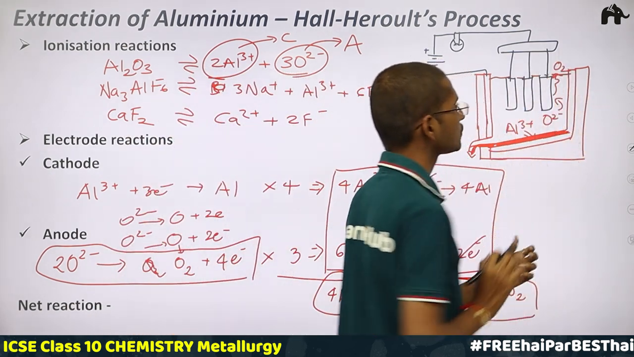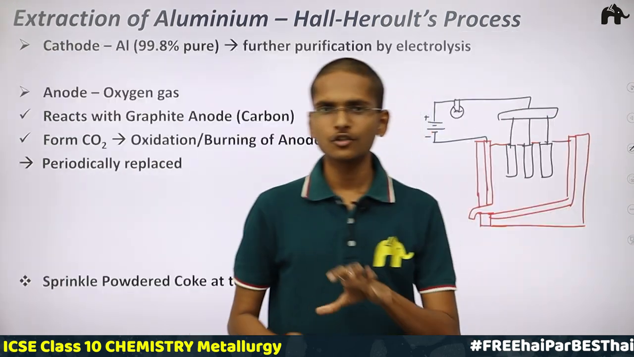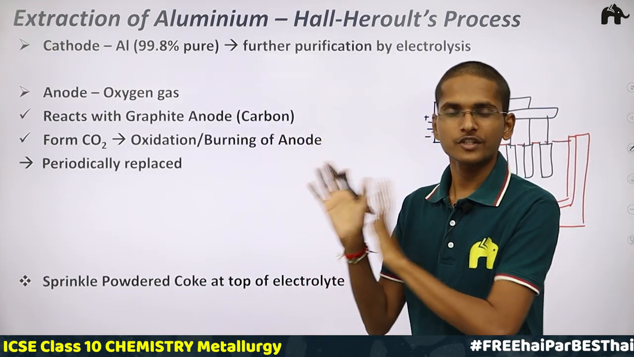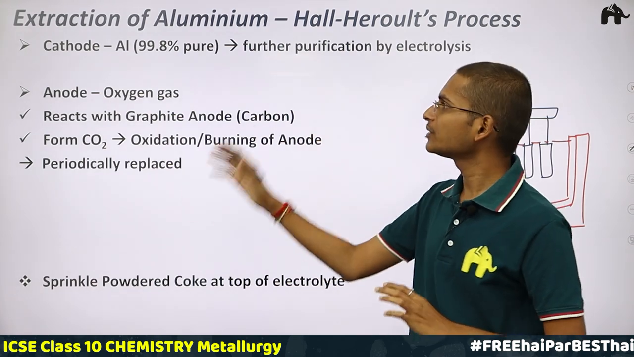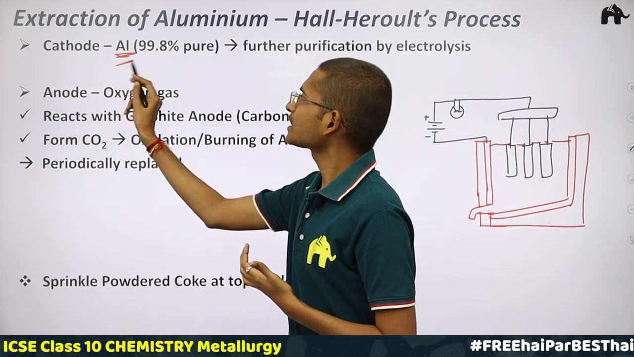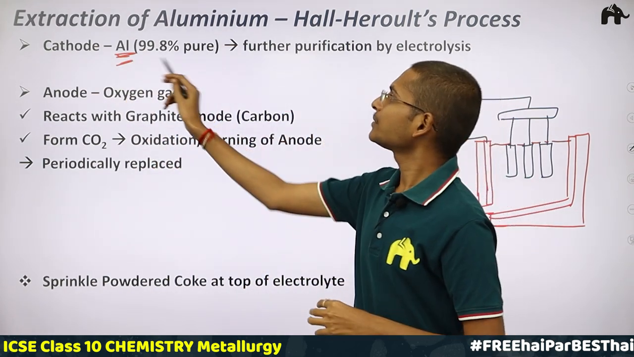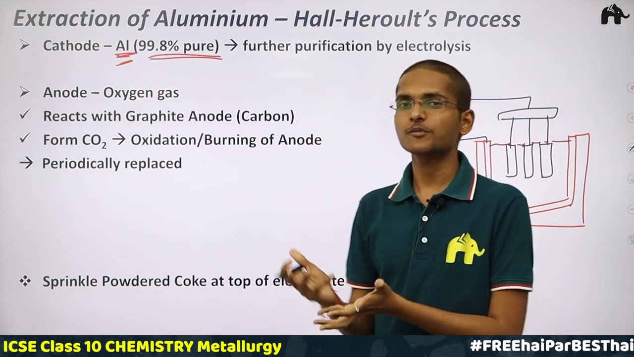Now there comes the role of these things. There comes a twist in the story. Let's see what it is. As I have told you, aluminium is deposited at the cathode and we can collect the molten aluminium. This molten aluminium collected at the cathode is 99.8% pure. See how pure we got.